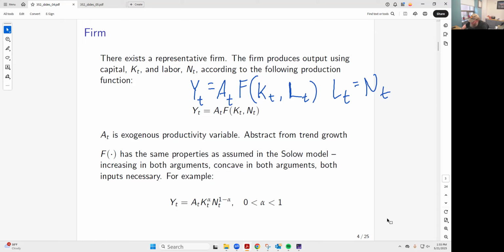We assume that this productivity variable A is exogenous. Now, I haven't talked much about the differences between endogenous and exogenous variables, but that's going to become a very important point for us moving forward. When we say that A_T is exogenous, what we mean is that it's determined outside of this particular model. There's no deterministic aspect to A_T.